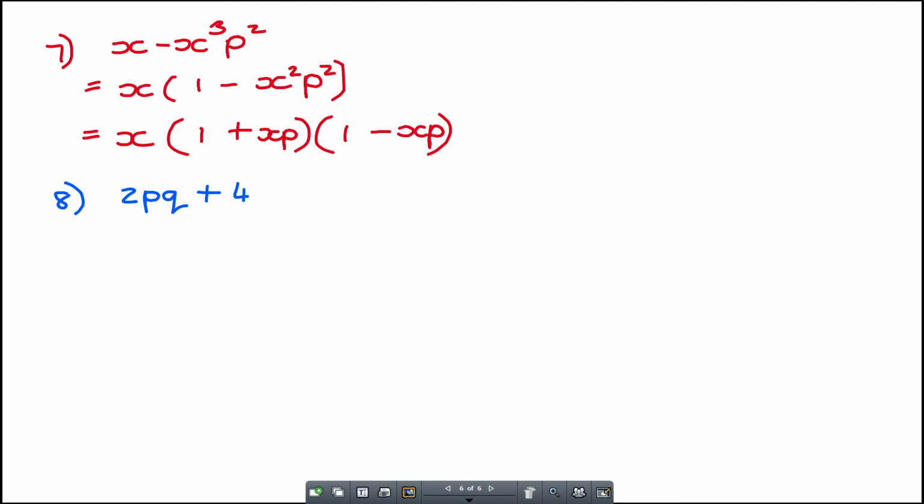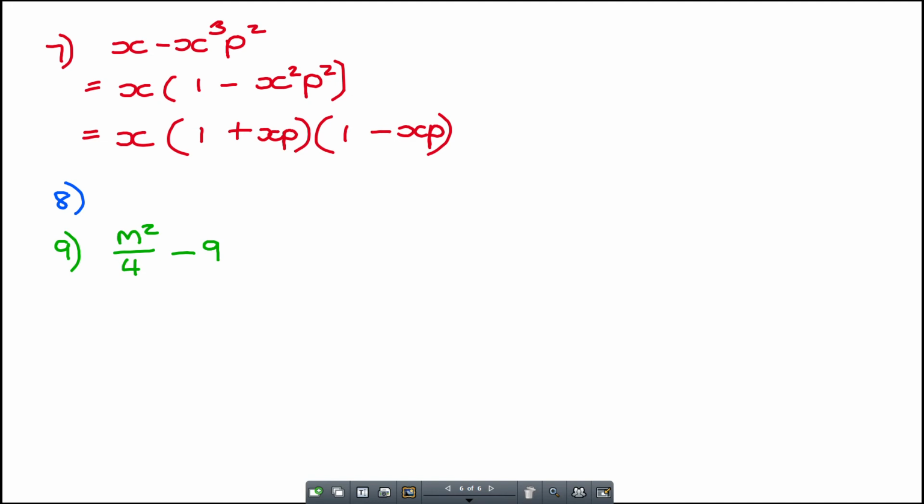Again, there was grouping here, so I think I'm going to skip that one. Okay, so let's go to number 9. M squared over 4 minus 9. Okay, so I couldn't take out a common factor over here.